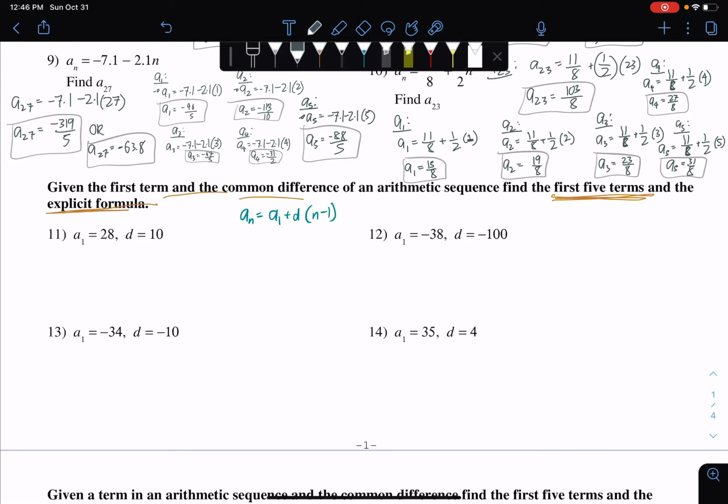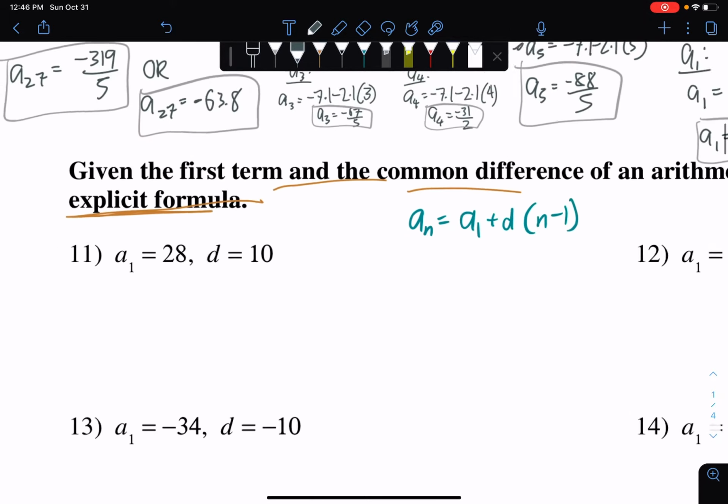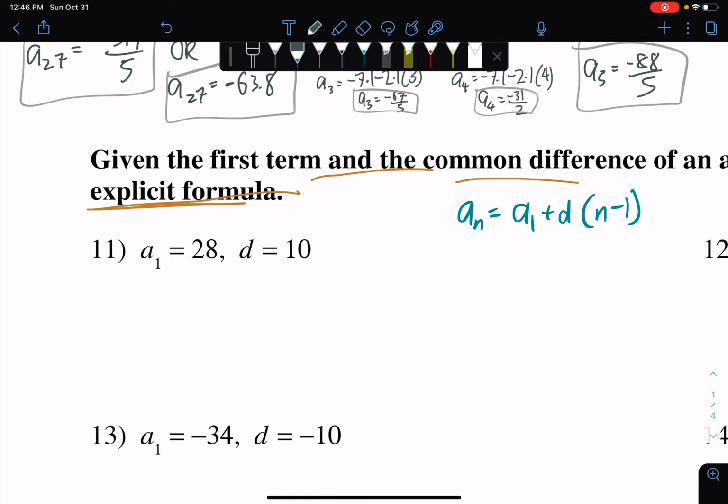But given that we have our a sub 1 quantities and our common difference, we know that we can further make our explicit formula a little more specific. So for a sub n, number 11, a sub n is equal to a sub 1, which is 28, plus the common difference, which is 10, times the quantity n minus 1. In this case, let us simplify.